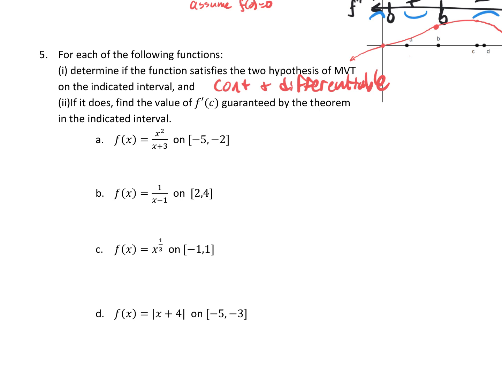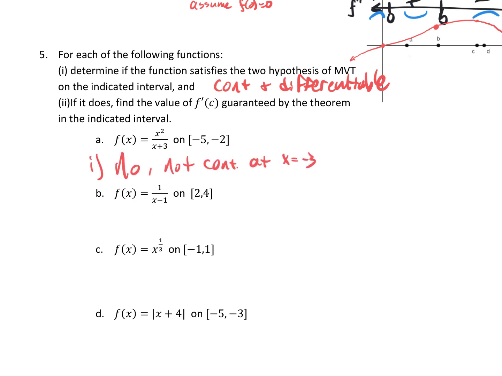So first thing we've got to do is decide if the mean value theorem applies here. So we look here at this function. Is it continuous on this interval? It has a break at -3. Is -3 on this interval? It is. And so the answer to part one would be no, it's not continuous at x equals -3.